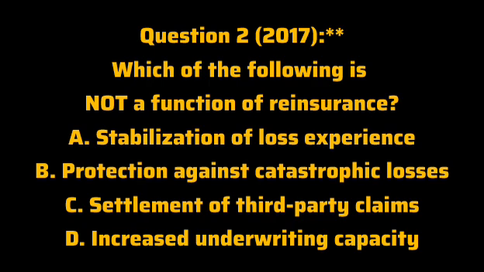Question number 2, this one is coming from year 2017. Let's go. Which of the following is not a function of reinsurance? Option A, we have stabilization of loss experience. Option B, protection against catastrophic losses. Option C, settlement of third-party claims. And option D, increased underwriting capacity. Think very well before you choose your answer.